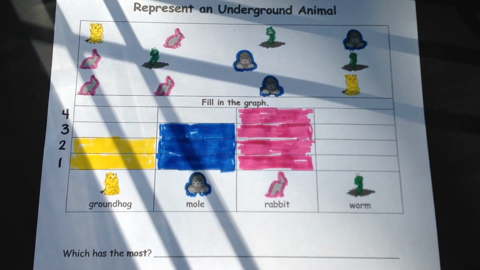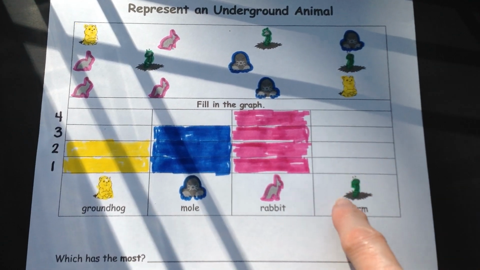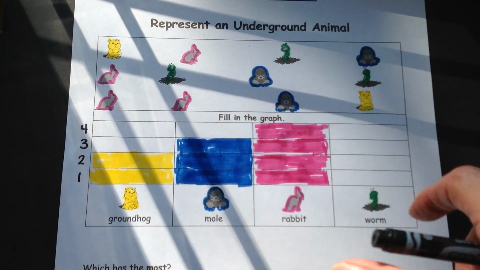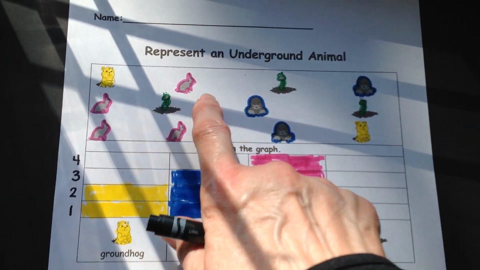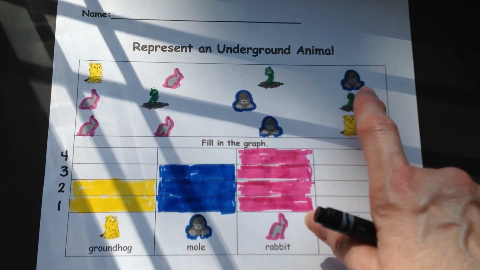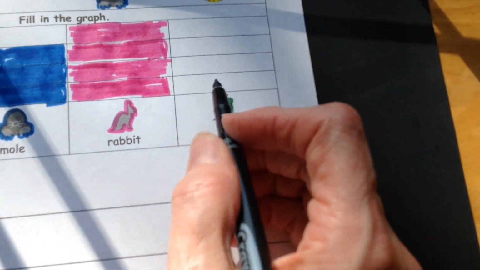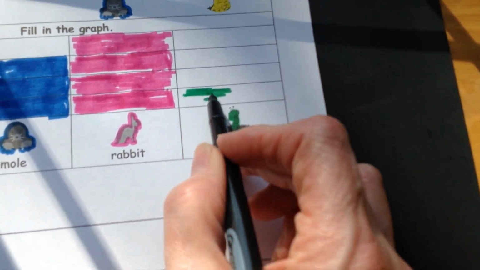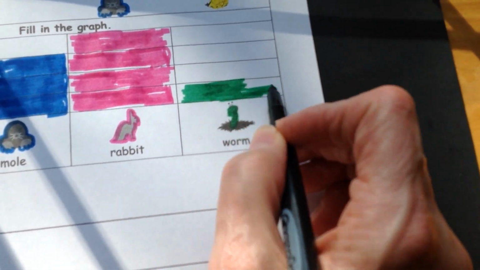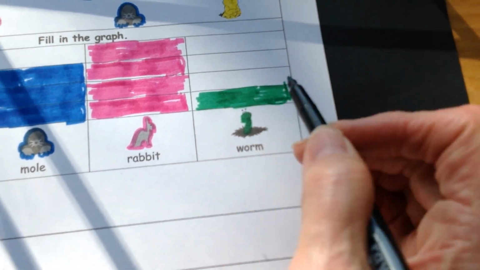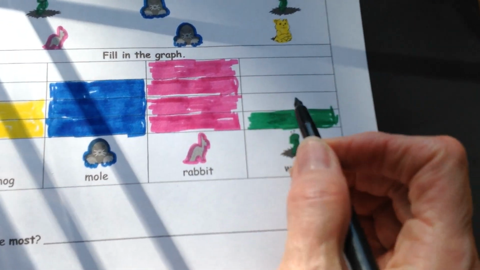Which one is that? We have our worm, right? We have green on our worm. Okay, let's look up in our picture and find how many worms we have. Let's count them out. 1, 2, 3. 3 worms in our picture, so we're going to color 3 boxes. Ready? Here's box number 1. We're coloring it in green to match our green worm. Okay. We know this is box number 1 because there's our 1. All right, we have 3 worms.